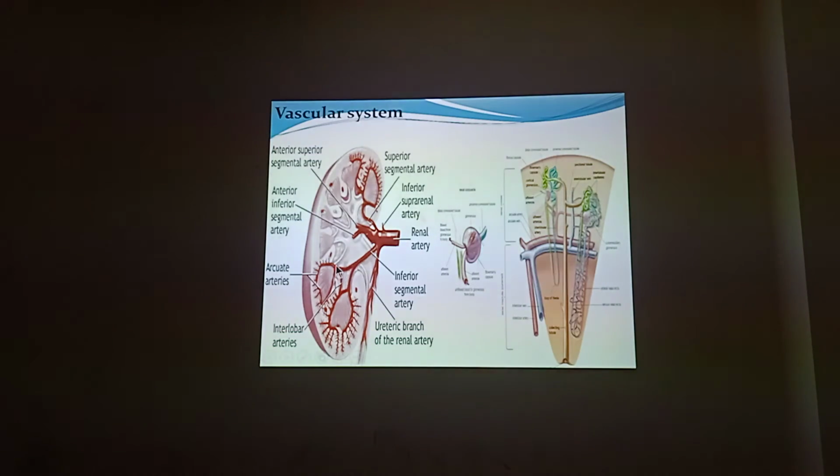Now it is making an arch. Where my cursor is, here it is making an arch. That's why it is known as the arcuate artery. And now the arcuate artery, at an angle of 90 degrees, gives off the interlobular artery, because they are running in between the 2 renal lobules. Interlobular artery.